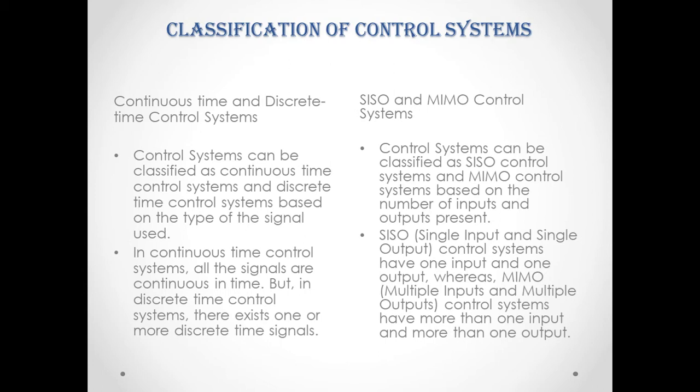Control system is again classified as SISO and MIMO control systems. SISO is single input, single output, and MIMO is multiple input, multiple output. That means control system can also be classified based on their inputs and outputs.